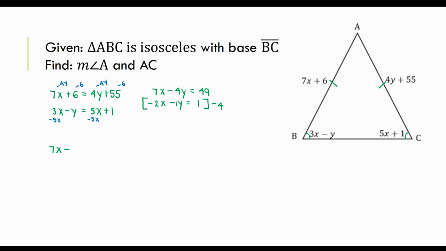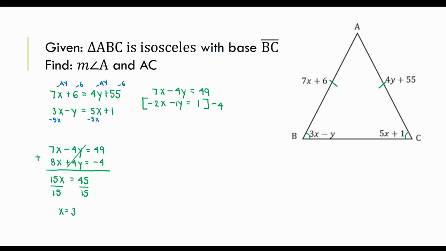So the top equation never changed, so that's still 7x minus 4y equals 49. In the bottom equation now, if I multiply everything by negative 4, I'll have positive 8x plus 4y, and that's going to equal negative 4. So now I can add up these equations because notice that the y's are going to cancel. 7x plus 8x is 15x, and 49 minus 4 is 45. I'll divide both sides by 15, and that will give me x to be 3.